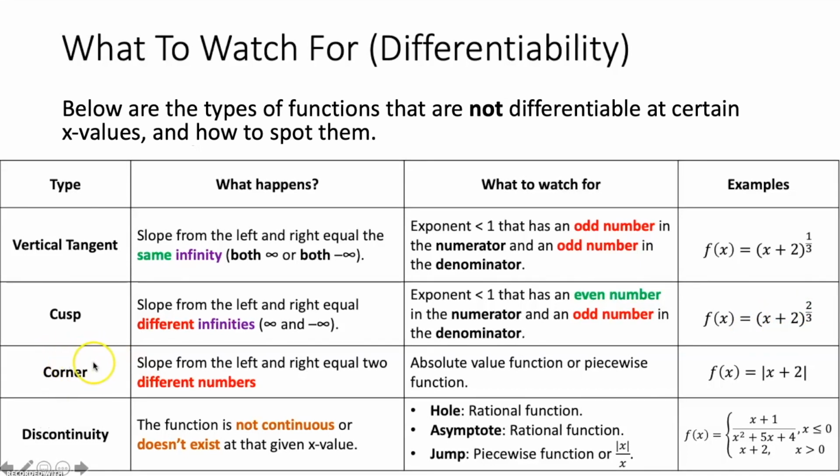Now, a corner is going to occur when the slope from the left and the right equal two different numbers.